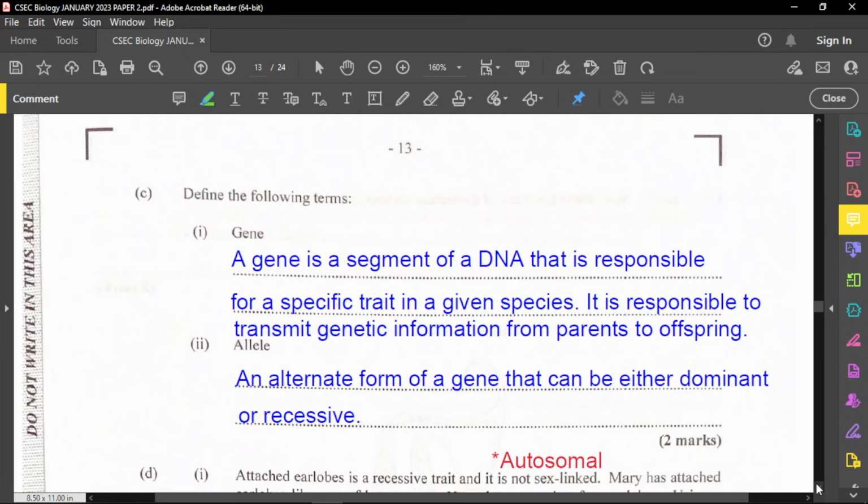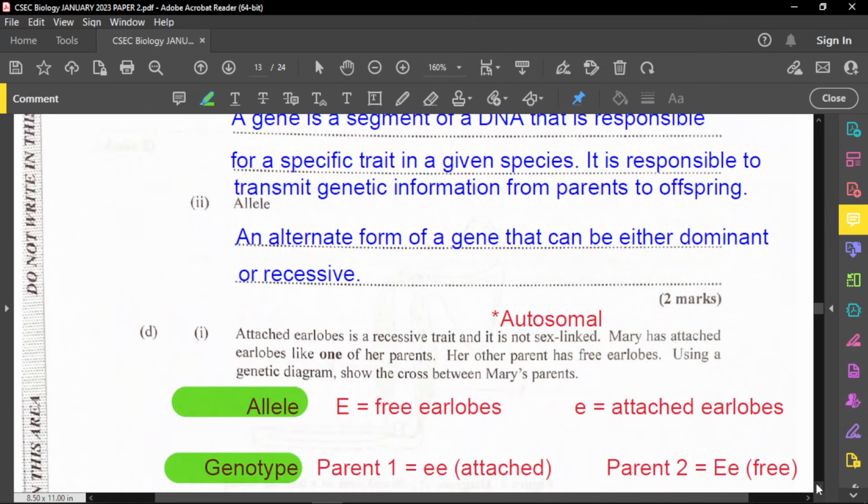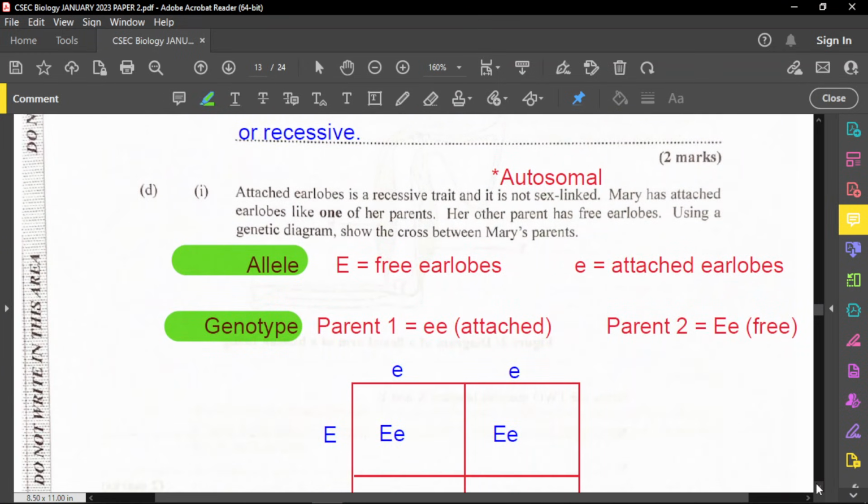So define the following terms. Genes. A gene is a segment of DNA that is responsible for a specific trait in a given species, and it is also responsible for transmitting genetic information from parents to offspring. All right, an allele now is an alternate form of a gene that can be either dominant or recessive. So you have dominant allele, recessive allele, not dominant genes, not recessive genes. Just please remember that.